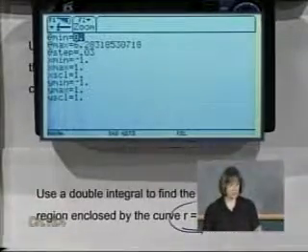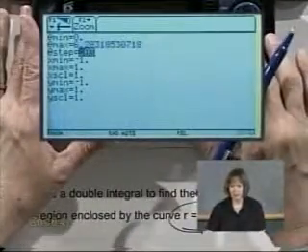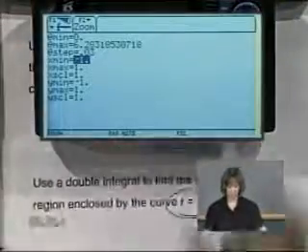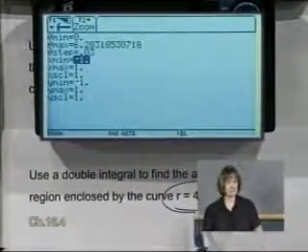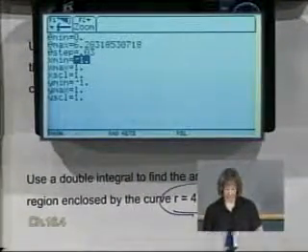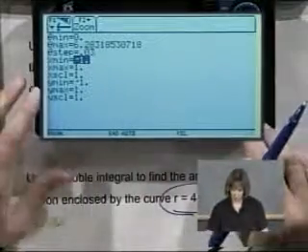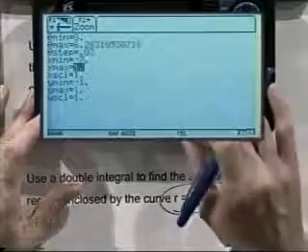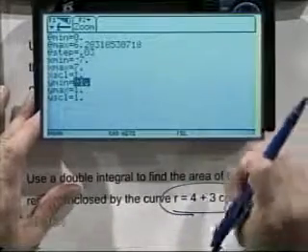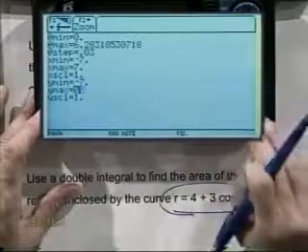0 to 2 pi usually is very good for polars, but what should I make my x's range from? What's the most my r could be? If you're going 4 + 3 cosine theta, the most my r could be is 7. So we're going to go from negative 7 to positive 7 for x, because that's the furthest you are from the origin, negative 7 to 7.